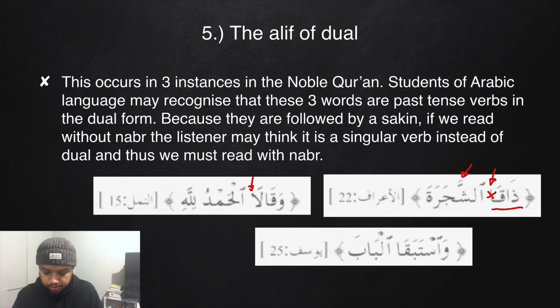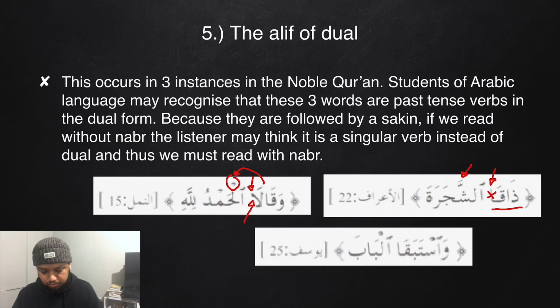Here we have alif of dual, but because there is a sukoon, the haraka is attracted to it because sukoon is also like a magnet. But we do not say وَقَالَ الْحَمْدُ لِلَّهِ. We say وَقَالَ الْحَمْدُ لِلَّهِ. We do the nabr, we make it clear. We do the nabr in order to make it clear that there is another alif here. This is alif of muthanna, alif of dual.